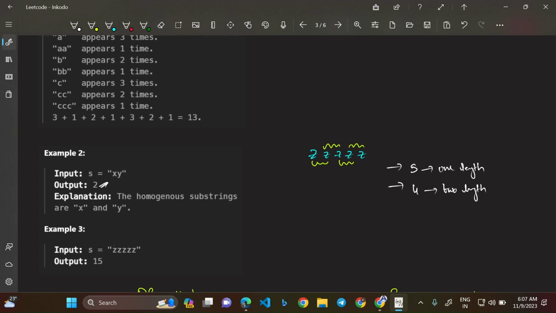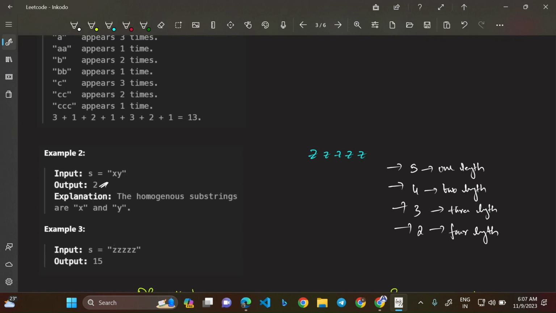Now 2 length is done. Now coming to length 3. This would be one substring, this would be one substring, and this would be one substring. All these 3 substrings are homogeneous because all the characters in that particular substring are the same. So this is 3 length substrings. And now coming to 4 length. From here to here there is a 4 length substring, and from here to here there is a 4 length substring. That's it. There are no other 4 length substrings. So how many are there? 2. So 2 four length substrings. All right, this is also done.